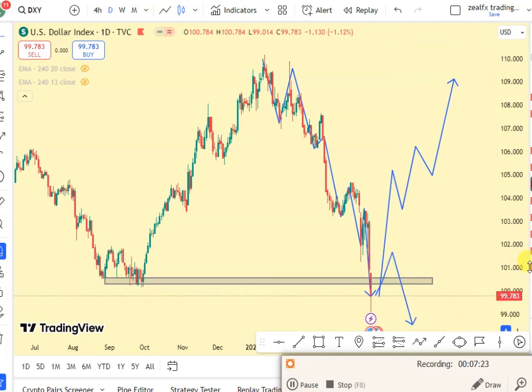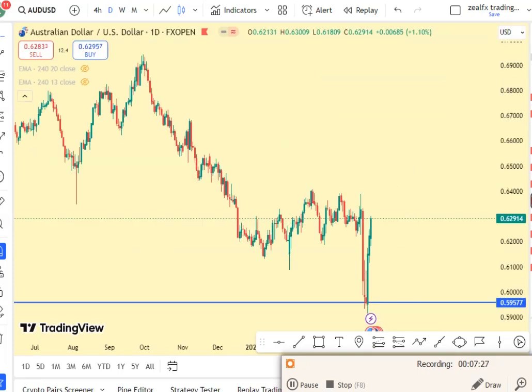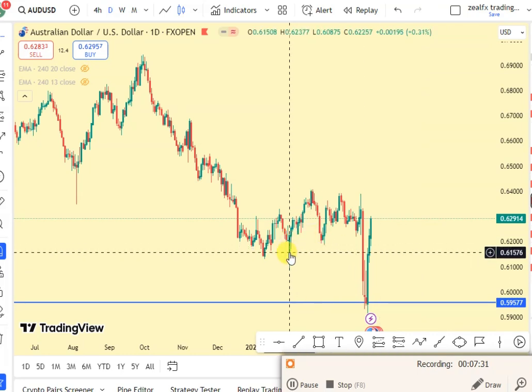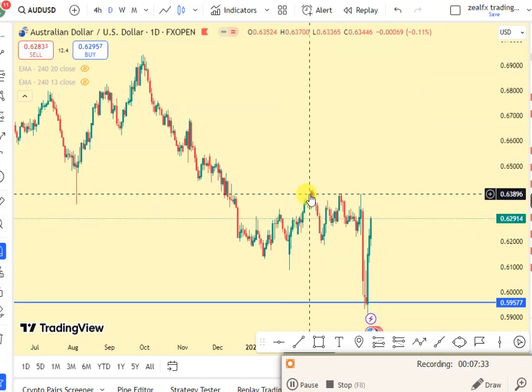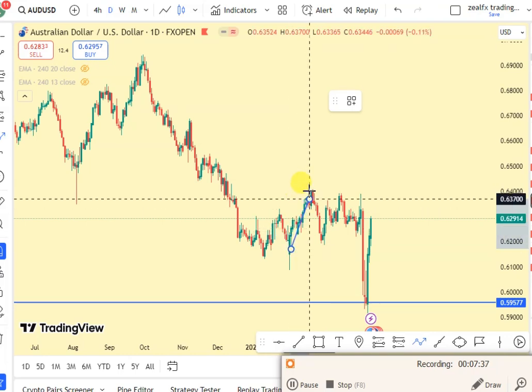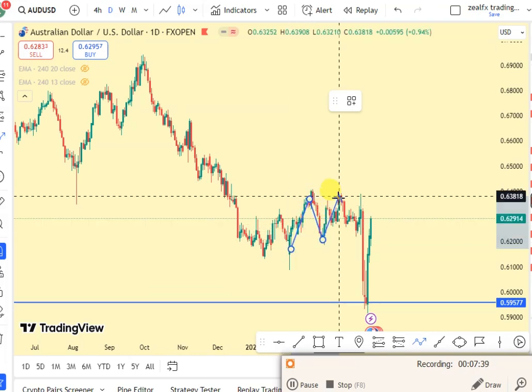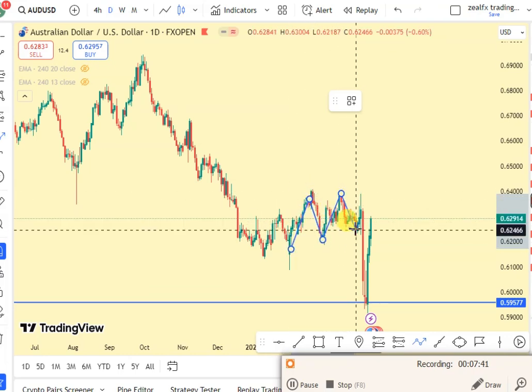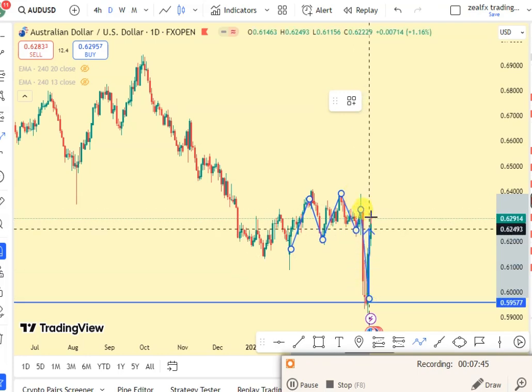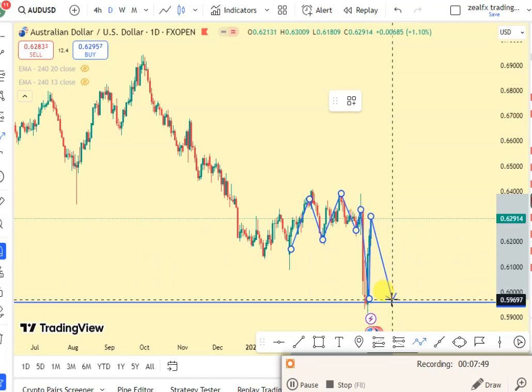So let's look at our next pair, which is the AUD USD. AUD USD on my daily chart still has a downtrend structure. We see we have a higher high, a higher high. Then we have a lower high. We also have a lower high. Then we also have a lower high. So our scenario for the AUD USD this week still remains a downtrend.